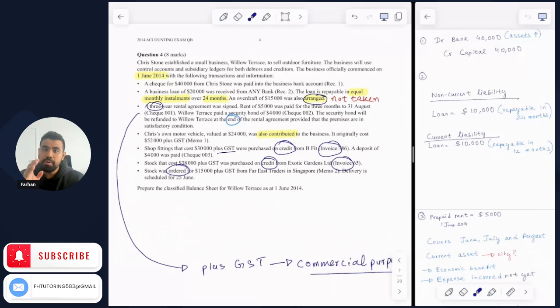So today you'll solve question 4 from the 2014 past exam. In this question, you will prepare the classified balance sheet for a new business. You will see the question on the left-hand side of your screen, and on the right-hand side, you'll see the workings. With that being said, let's begin.